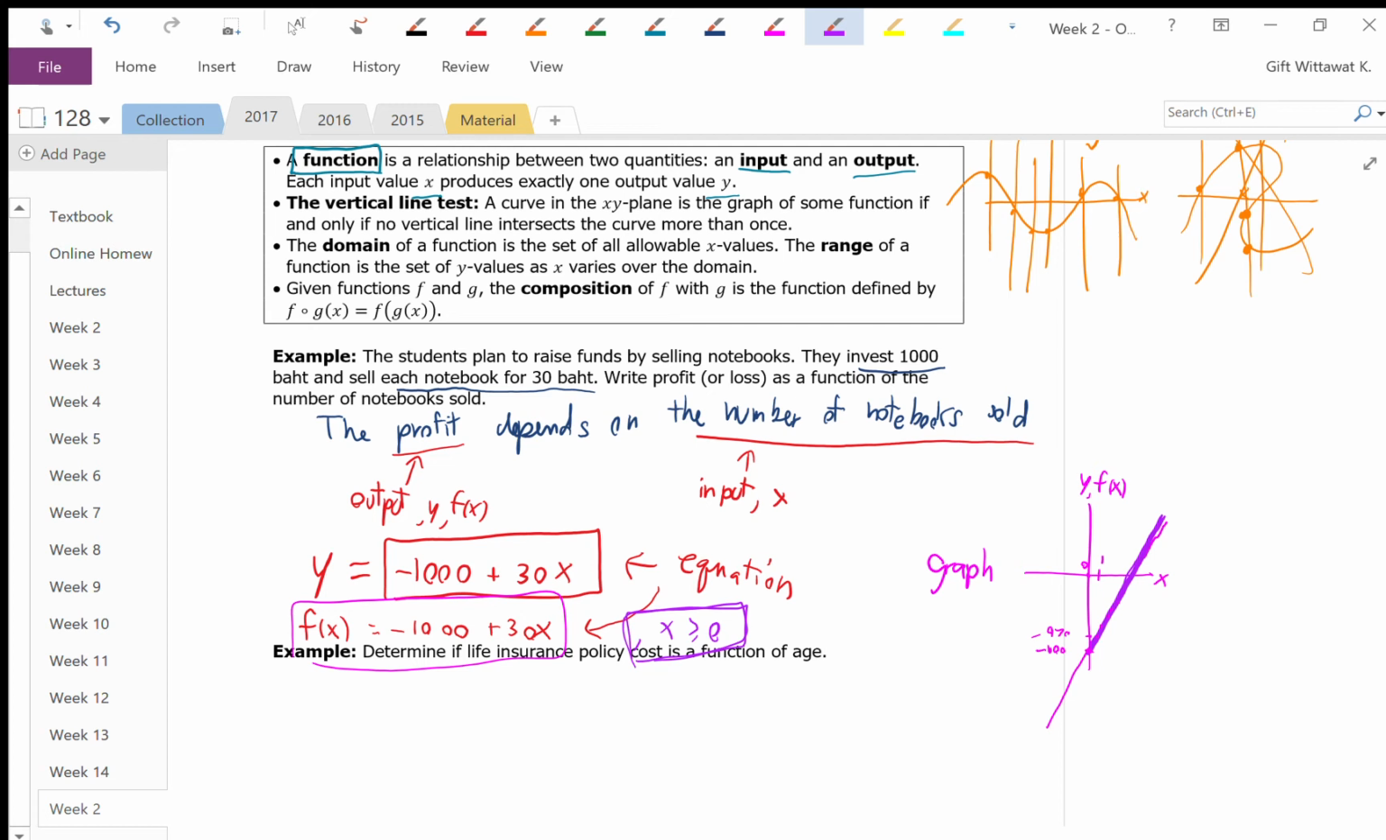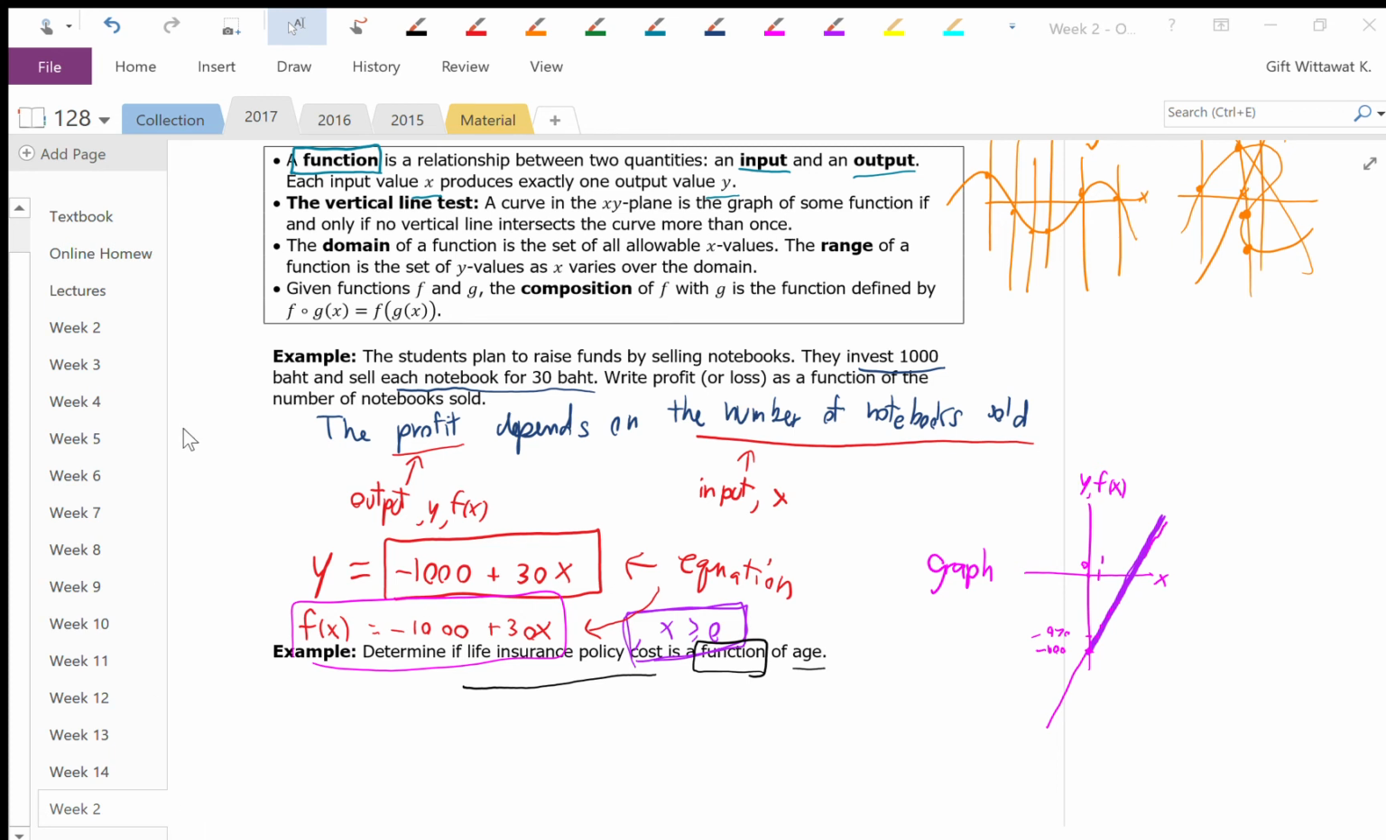For the next example, I'd like to see if the cost of a life insurance policy is a function of age. So what is this asking anyway? It's asking if life insurance policy cost is a function of age. So it kind of means, does the cost of life insurance depend on how old you are or not? It would make sense to think so.